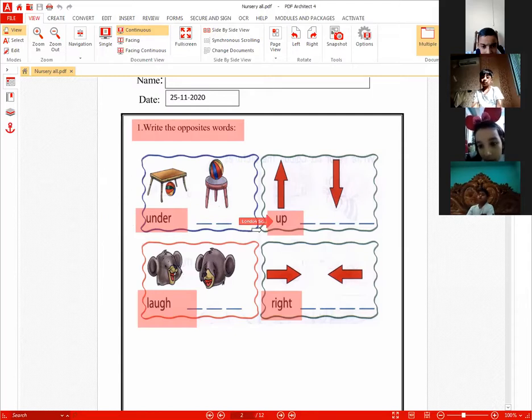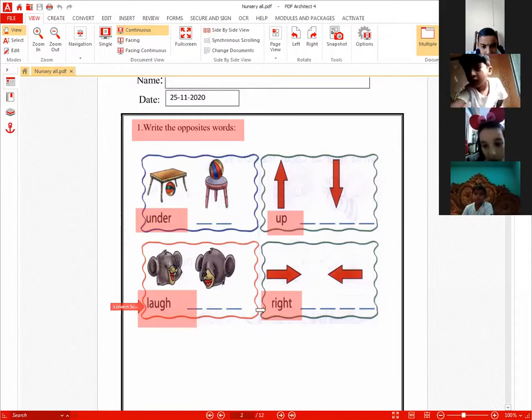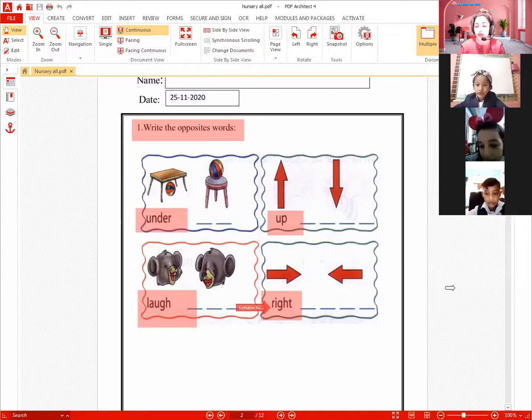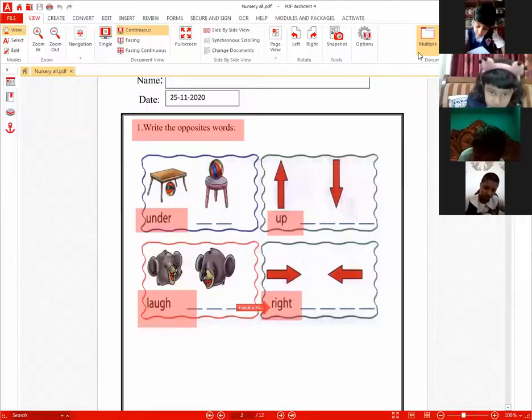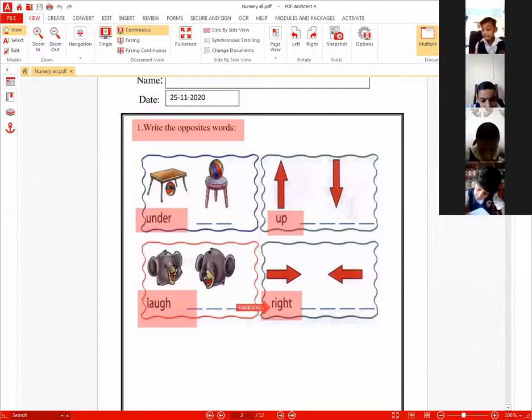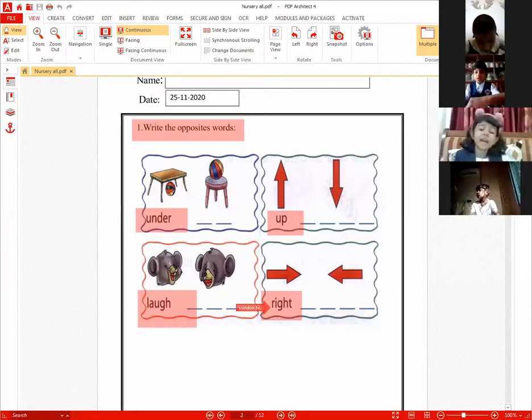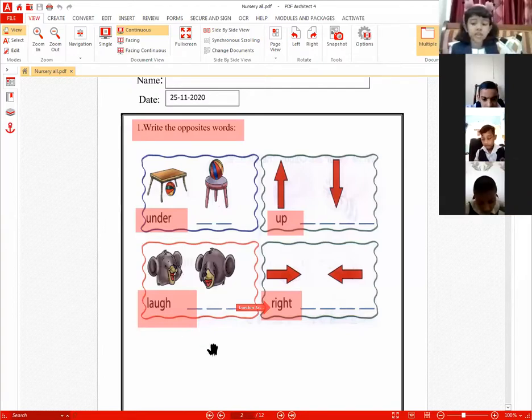Down. Up. Down. Good. Now everyone, write it in your copy. I want to see who can do it first. So Saif is first and Abhimin is also done. Abhimin is second. Which one? Down. D-O-W-N. Down.